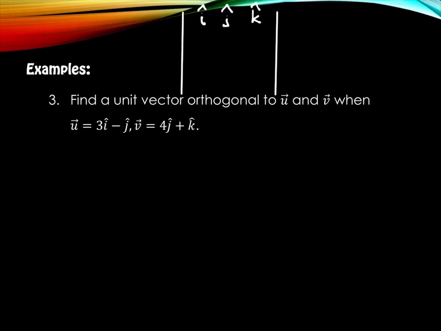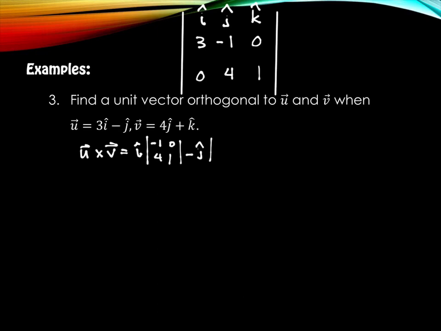So the u vector is 3i, negative 1j, and then there's no k, so that's a 0. And then for v, I have 0 i's, I have 4 j's, and I have 1k. This is my matrix. And we will find u cross v for starters. So u cross v, we have i, and we need the bottom right-hand corner, so negative 1, 0, 4, 1, minus j. We have the outside pieces, so I have 3, 0, 0, 1, plus k, and k is the bottom left-hand corner, which is 3, negative 1, 0, 4.